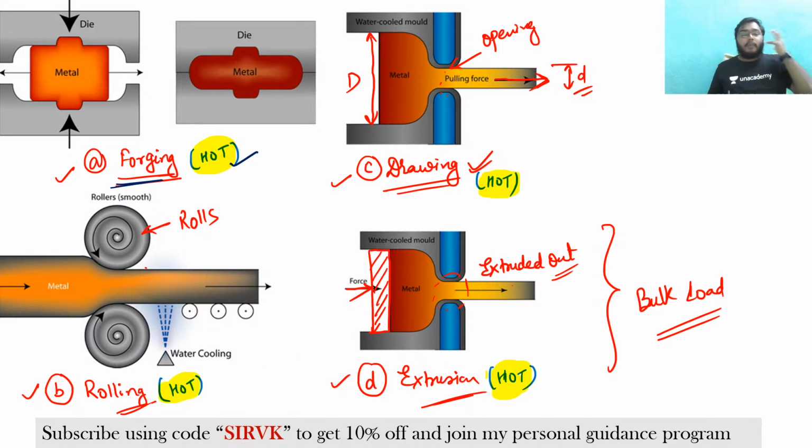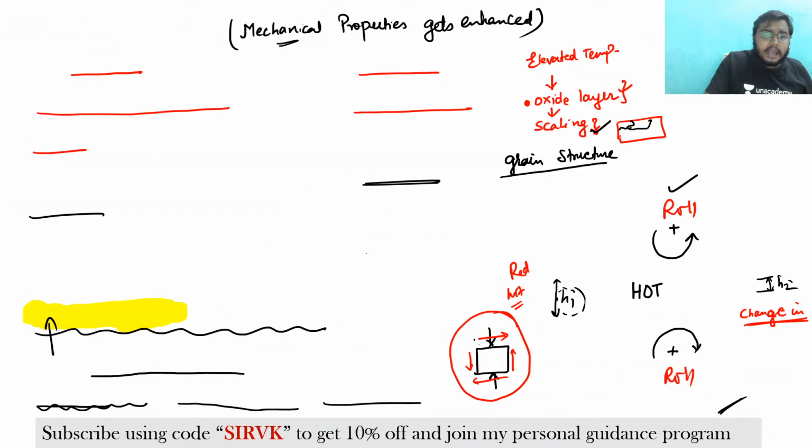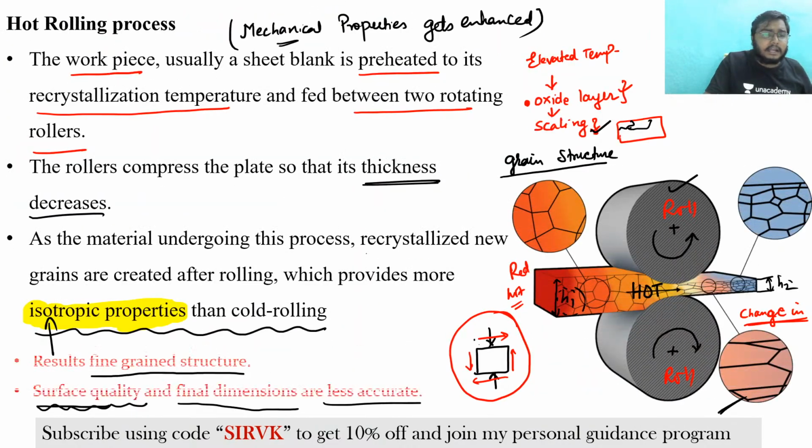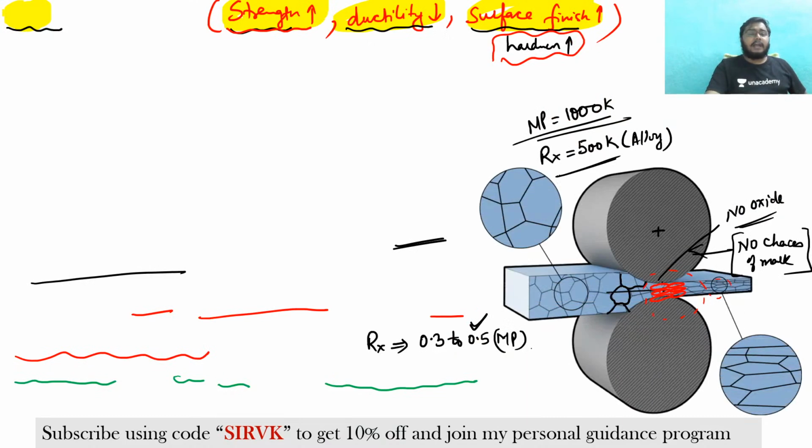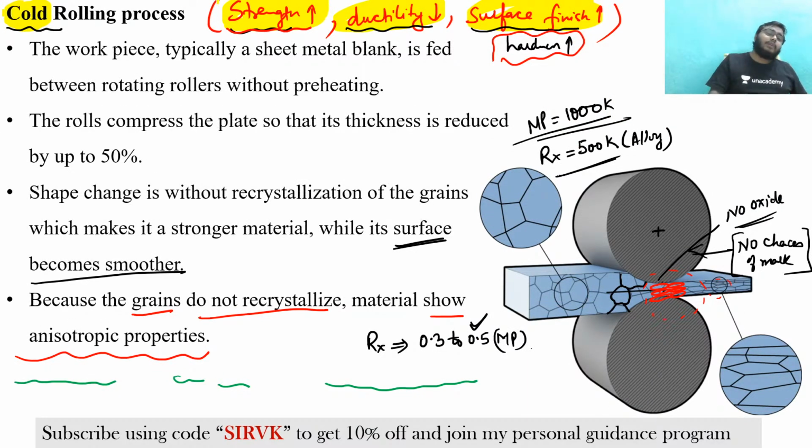So definitely, why hot working process? Because the metal is subjected to more than the recrystallization temperature. So all these processes are hot working processes, and we have seen that in the hot working process I will not get a good strength. In the cold working process only I will get a very good strength.